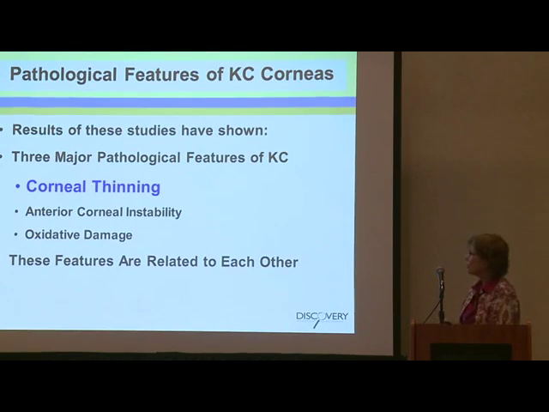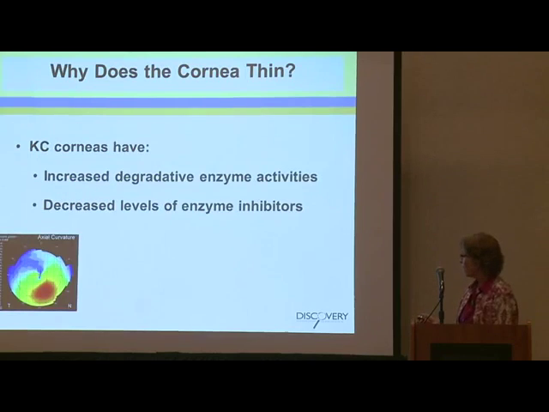So, as I mentioned earlier, there are 3 pathological features of keratoconus. The first is corneal thinning, the second is anterior stromal instability, and the third is oxidative damage. And what we're going to show is that all of these features are related to each other. Now, why does the cornea thin?